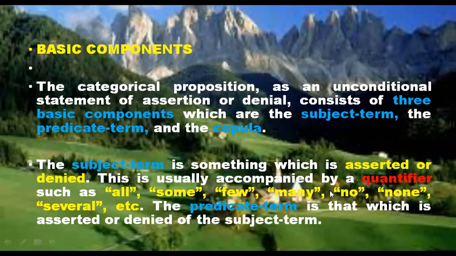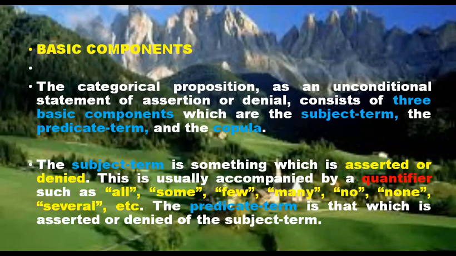The subject term is something which is asserted or denied. This is usually accompanied by a quantifier such as all. Quantifier ito, ibig sabihin modifier ito. So, sabihin mo, all apostles left Jesus Christ during his agony. Ayan. So, apostles now, yung all is quantifier. Or some apostles left him. A few men will enter into the narrow road. Many are going into the wide road. No one goes to heaven except by the grace of God. None, several.